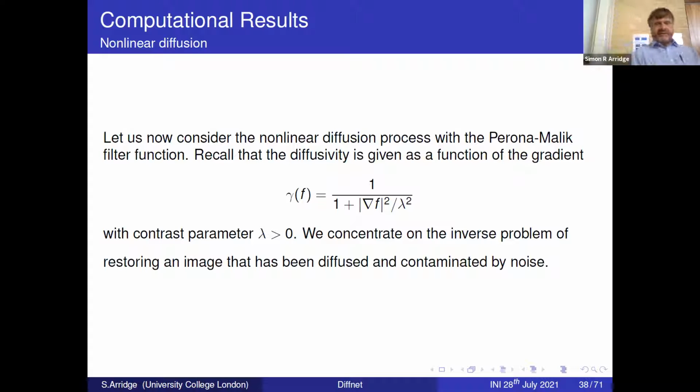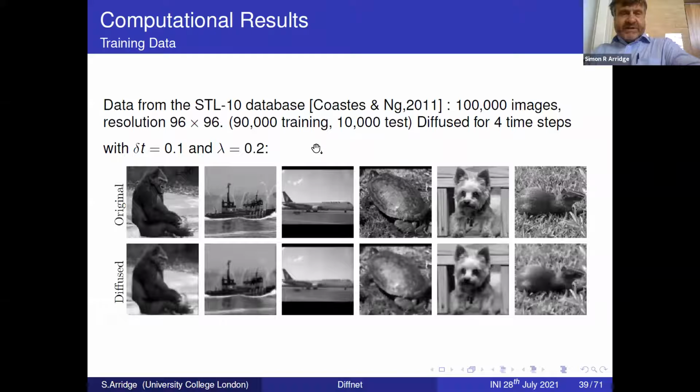Now, the interesting part comes when we want to apply this to nonlinear problems. We now look at the Perona-Malik function, which we repeat here. And we are going to concentrate on this inverse problem of restoring an image that's been contaminated by noise. So we use the STL10 database. These are some examples from that, and these are the results of just running a Perona-Malik anisotropic diffusion that has this characteristic edge-preserving form where some of the texture is blurred out, but the edges are preserved.